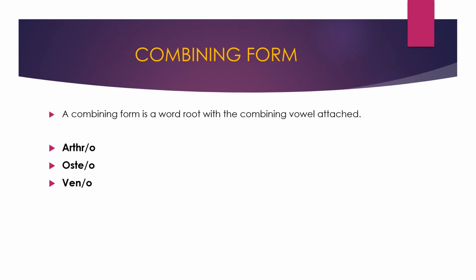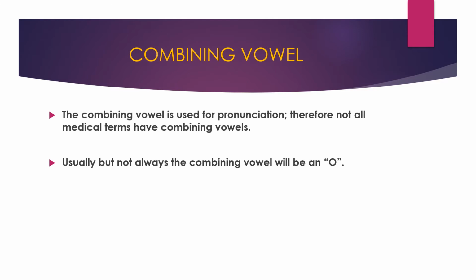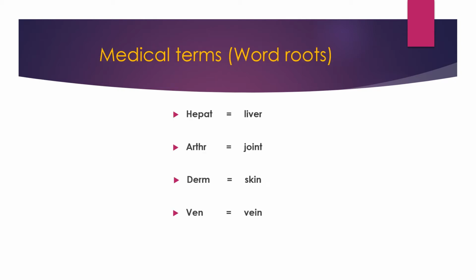Then you have a combining form. So usually the word root will have a vowel attached to it. For instance, we have 3 here: arthro, which means joint, osteo, which means bone, and veno, which means vein. The combining vowel usually is an O, does not always have to be, but usually is. The only reason for the combining vowel is to pronounce the word a little bit smoother. This way it comes out smoother, we're not stopping and starting, and it sounds more intelligent.